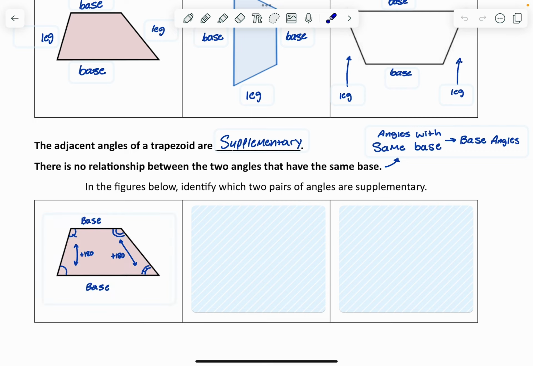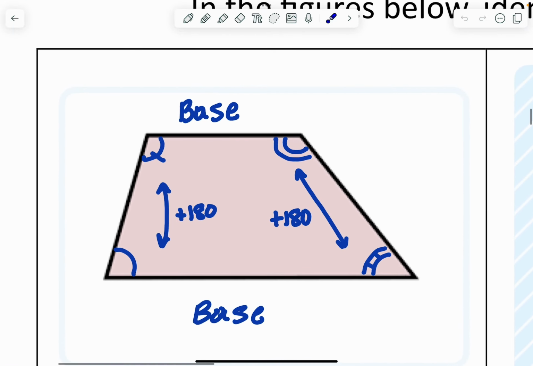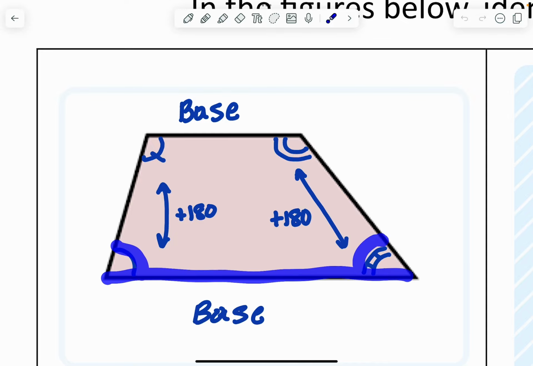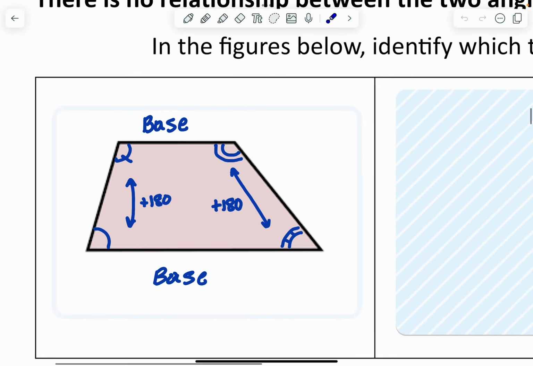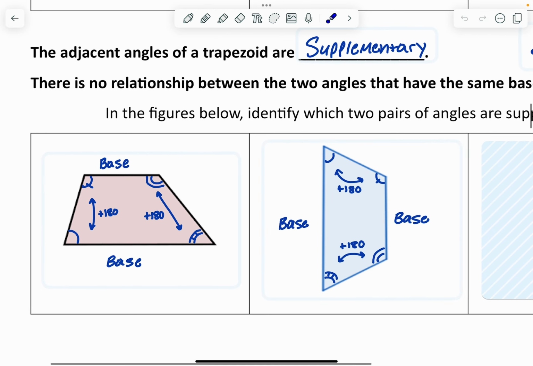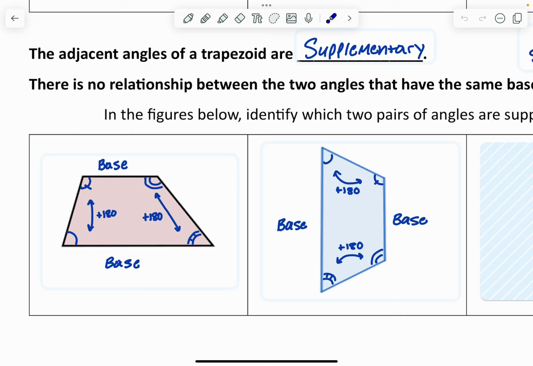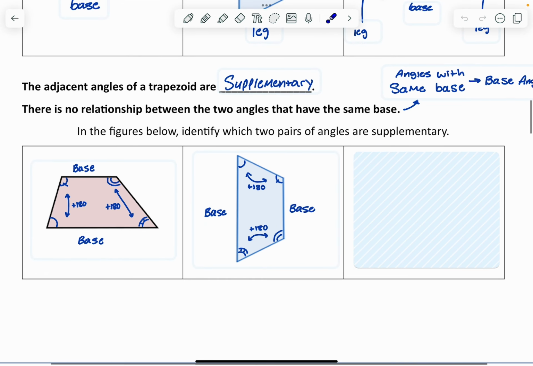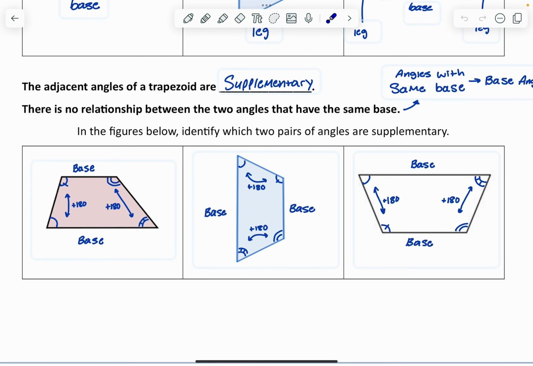In the first example, we have that angle and that angle. Those are supplementary angles. Those are adjacent angles. Right? Again, it's not the two angles that have the same base. Those are base angles. Those are our two pairs of supplementary angles. Next example, those are two pairs of supplementary angles. In our last example, we have those two pairs of supplementary angles.